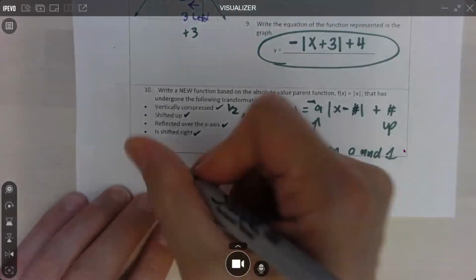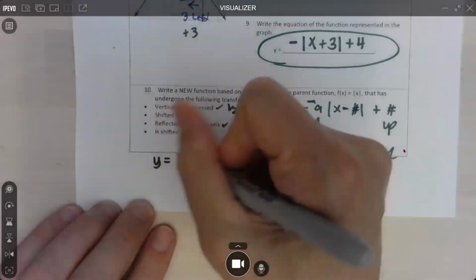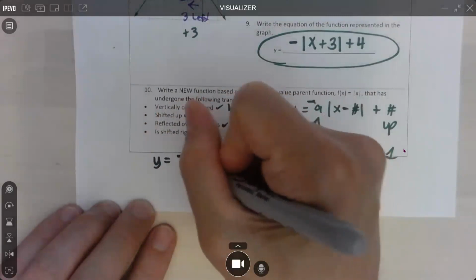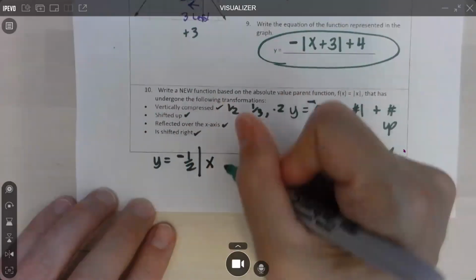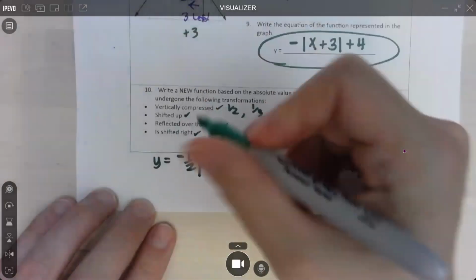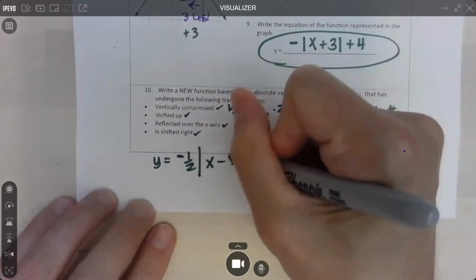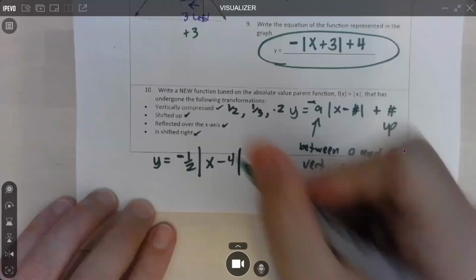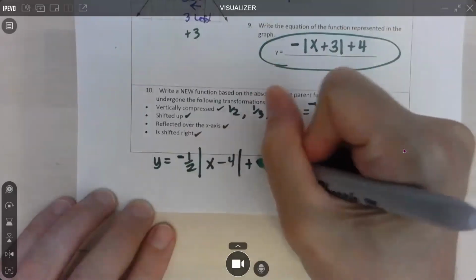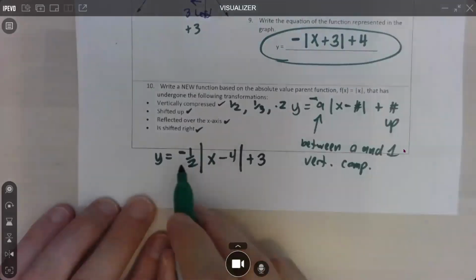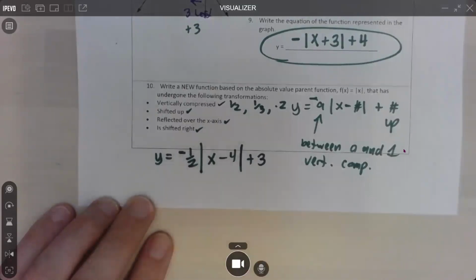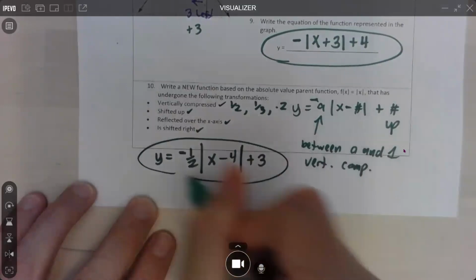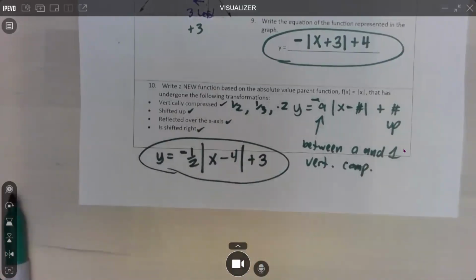So I'll give you an example. Y equals negative, we'll just say 1/2, absolute value. And if I want to go right, I'm going to say x minus, I don't know, we'll say 4. And then shift it up. Maybe we'll do plus 3. Okay, so that'll be reflected, compressed, right 4, and up 3. So that is my example, but there are an unlimited amount of examples that you could put in this question and still get it correct.